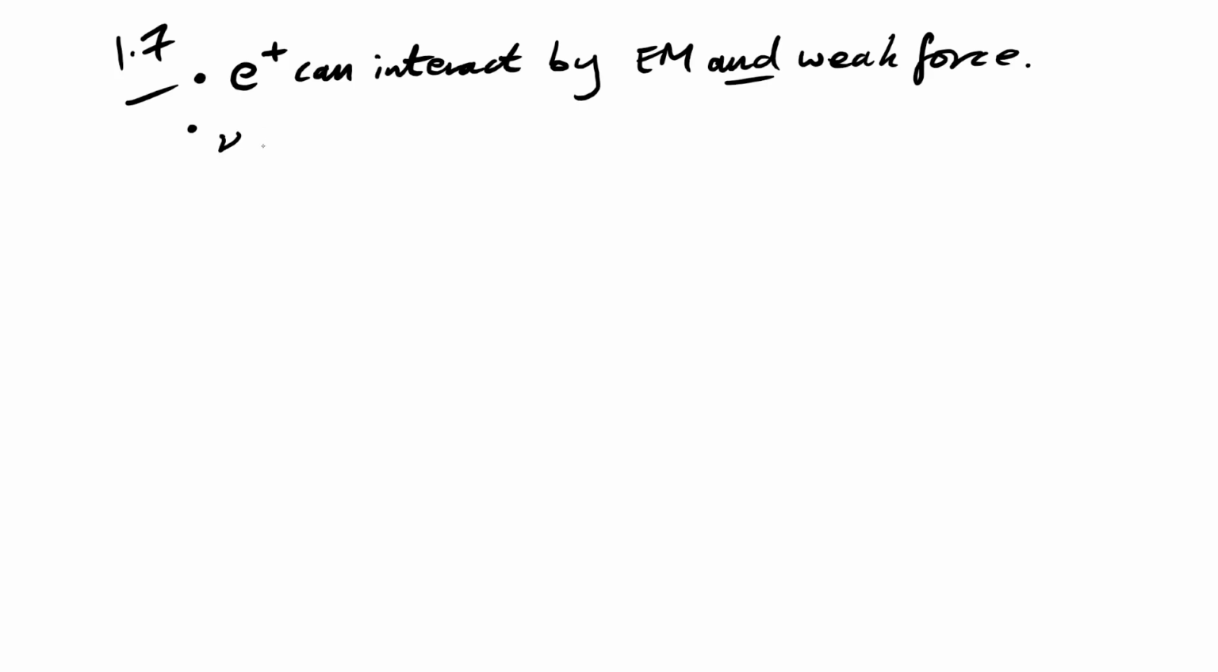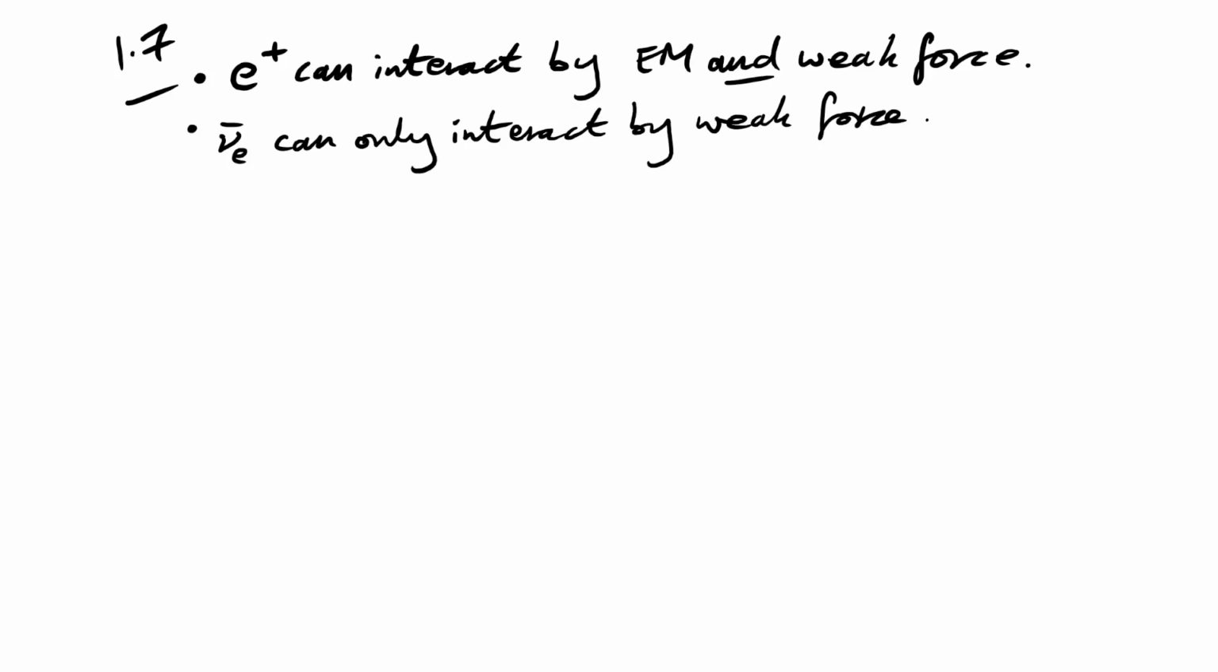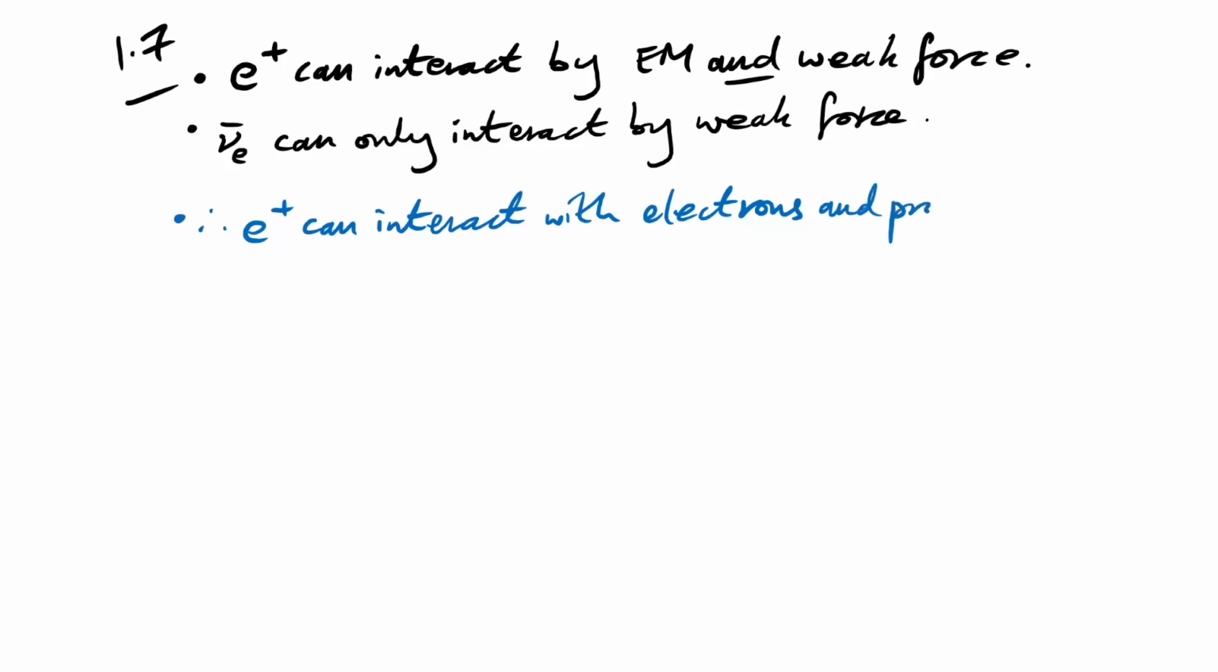Whereas an anti-electron neutrino, they call it an electron antineutrino, can only interact by the weak force. So first things first, we can say therefore the positron can interact with electrons. It's not going to be electrons though, is it? Because it's going to annihilate them. But okay, let's put electrons. I guess we're talking about annihilation as a possibility as well. But it can also interact with protons because protons have charge, not neutrons though.